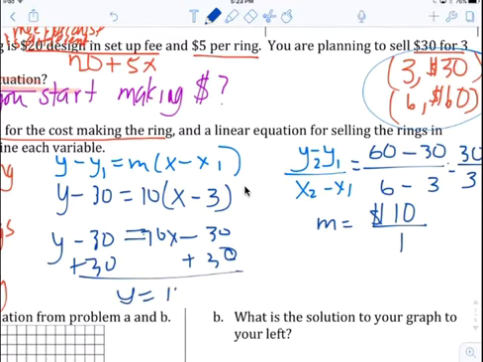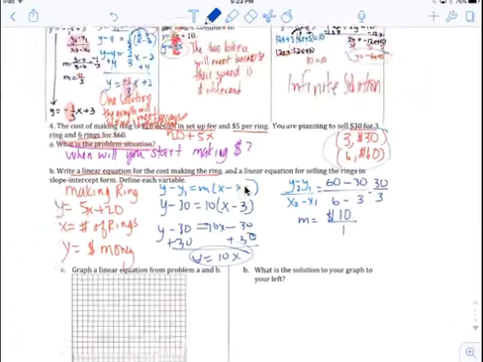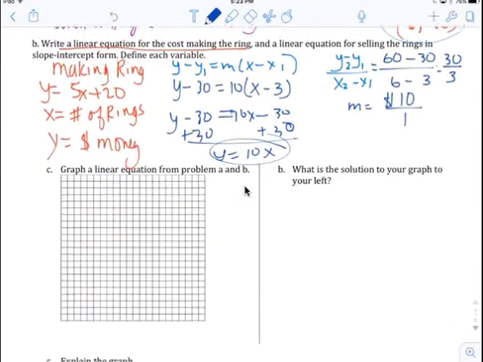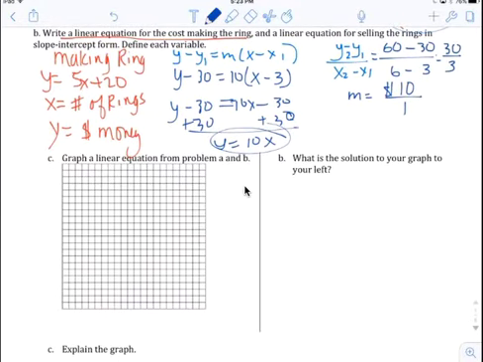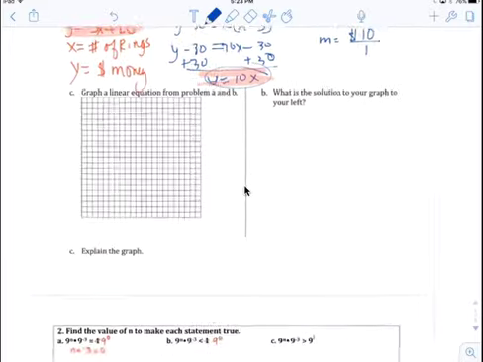Y equals 10x. Okay. Sounds good to me. Alright, so this one is an easy one, the red one right here. Making the cost of making the ring. You're selling the ring. Okay, let's graph it.